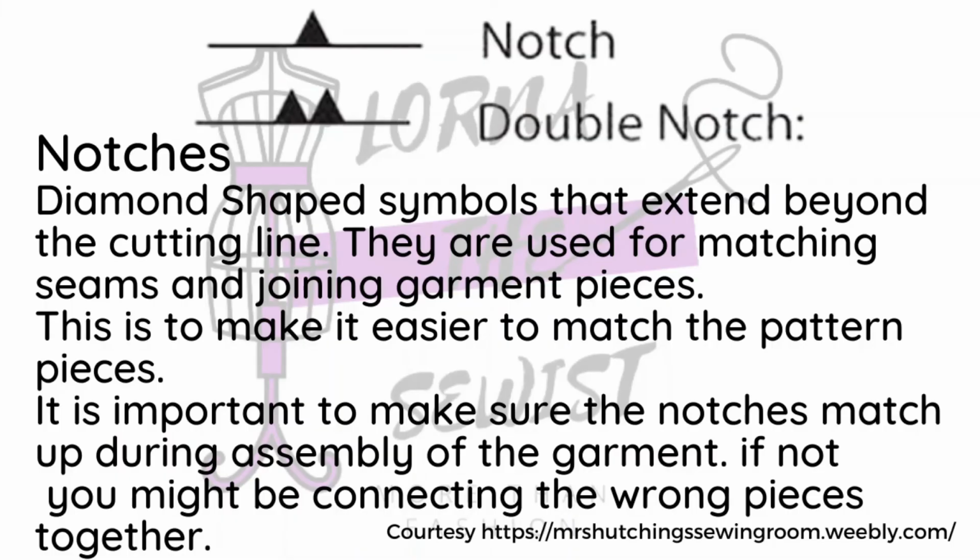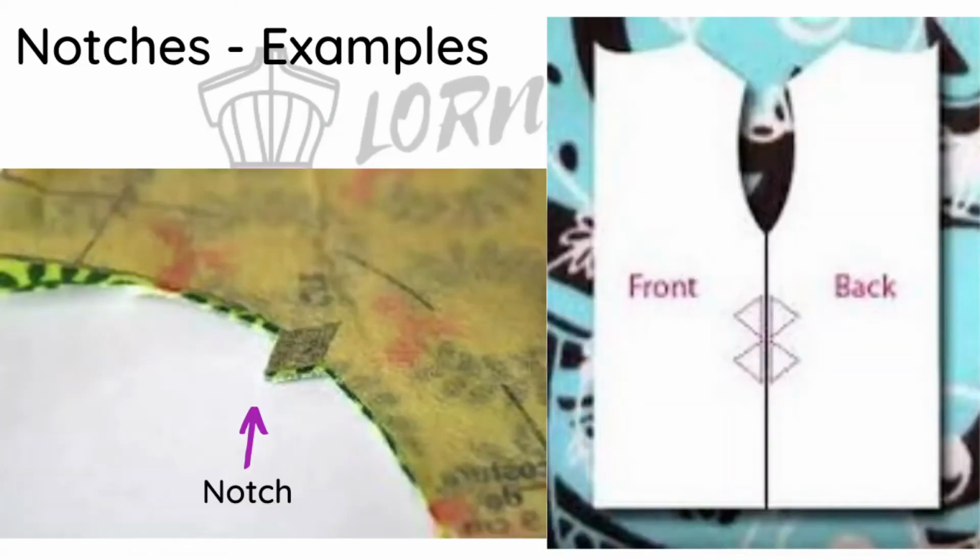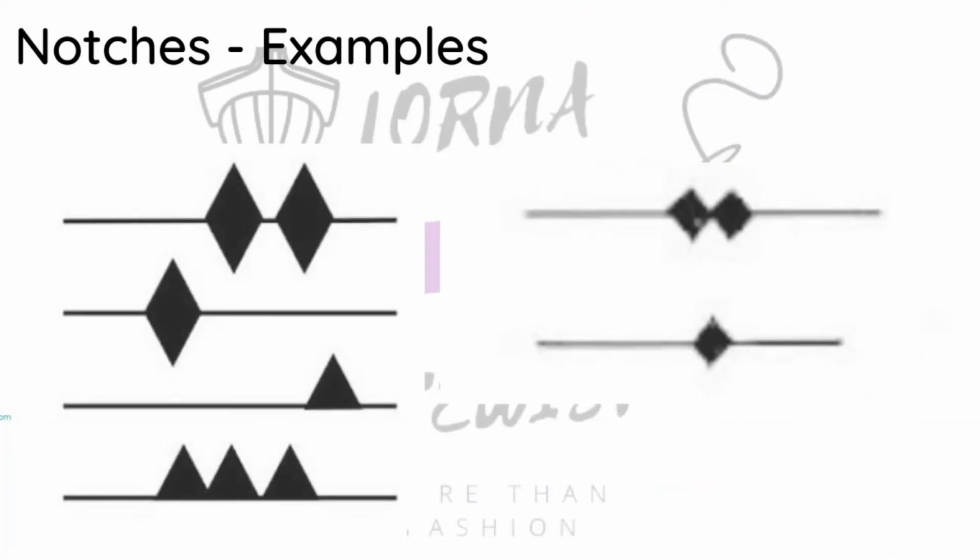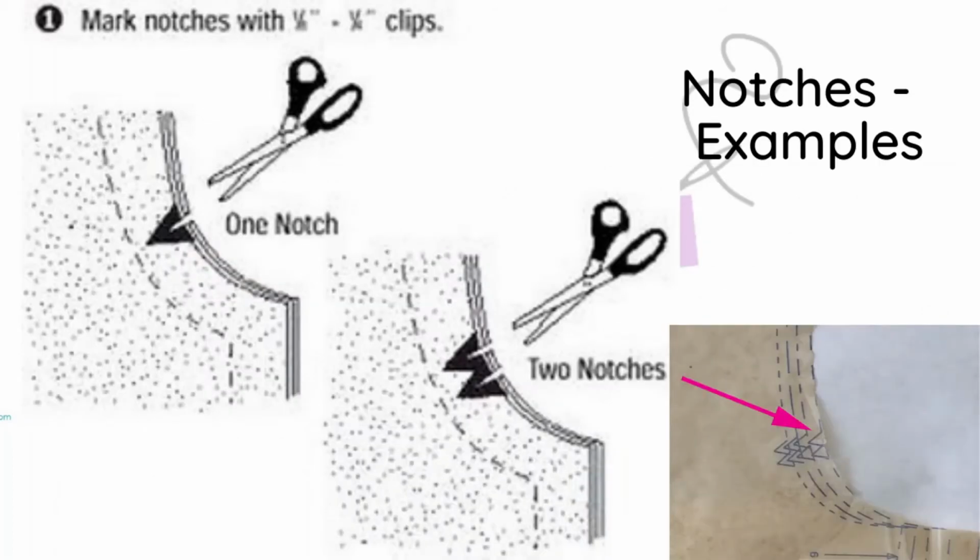Then we have notches. Notches are diamond-shaped symbols that extend beyond the cutting line, so usually they protrude out. And they're used for matching seams and joining garments. Basically, it just helps you connect your patterns correctly, as seen in these examples, because sometimes if you don't do that, you might find that your patterns are not aligning or your garment is not aligning and you have to undo it. So notches really help with that.